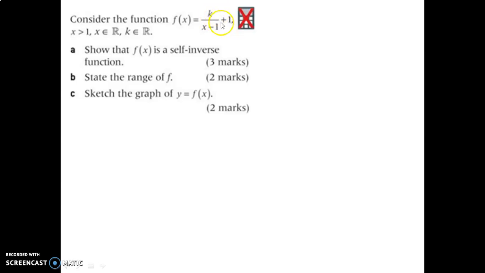So first, to remind you, a self-inverse means when you take the inverse of it, you get the same function. So try to find the inverse of this and show that it's the same function. Okay, let's check our work here. So there's the original function. The inverse, we take the x and y values and we swap them.